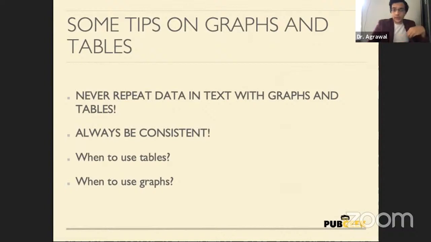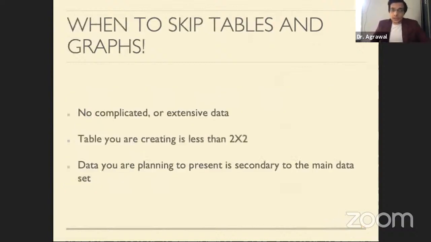You need to show precise numerical values in your graphs and tables, and the presence or absence of specific characteristics. But we will talk about when to use tables, when to use graphs, what is the difference between them. So when to skip tables and graphs is when there is no complicated or extensive data. Usually the rule of thumb is that whenever you're creating a table less than 2 by 2, you should not include it in the table format. You should instead include it in your results section in the text format.